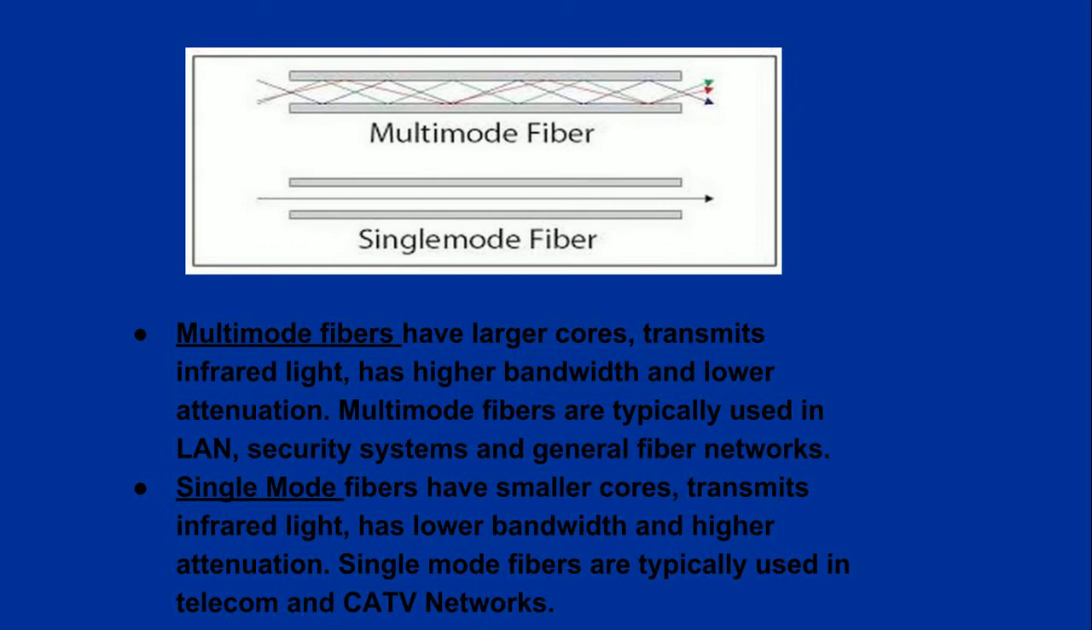Multimode fibers have larger cores, transmit infrared light, have higher bandwidth, and lower attenuation. Multimode fibers are typically used in LAN, security systems, and general fiber networks. Single-mode fibers have smaller cores, transmit infrared light, have lower bandwidth, and higher attenuation. Single-mode fibers are typically used in telecom and CATV networks.